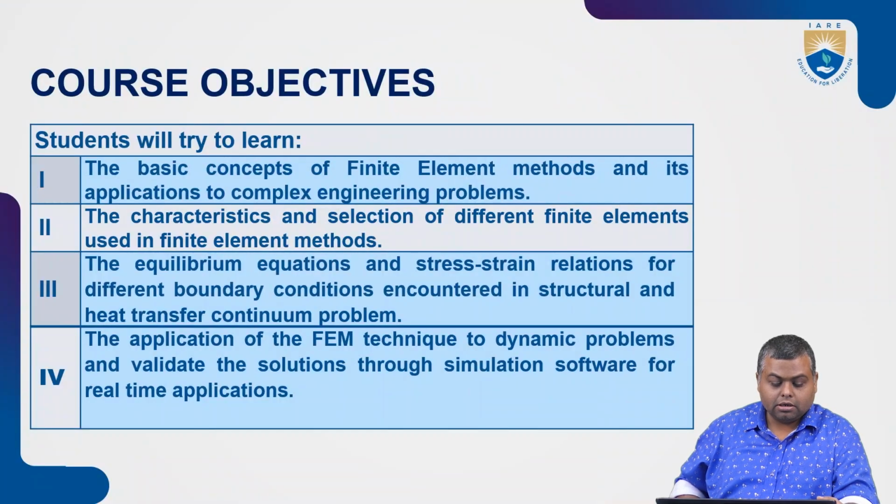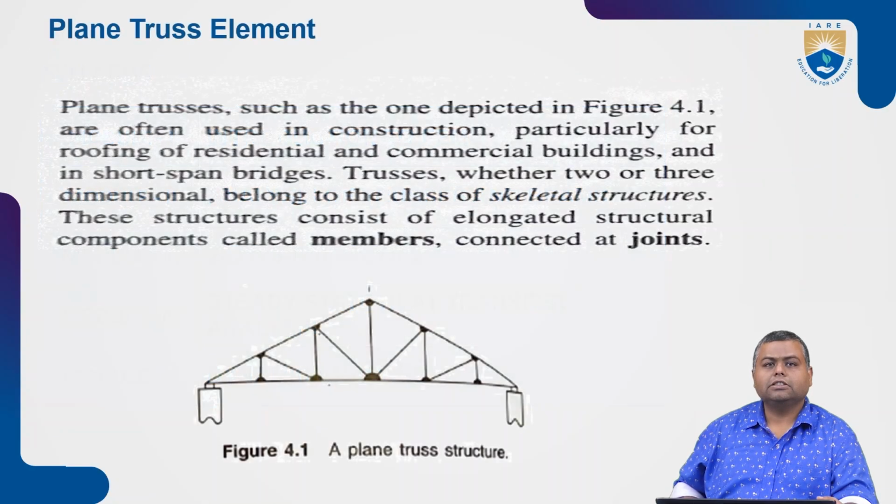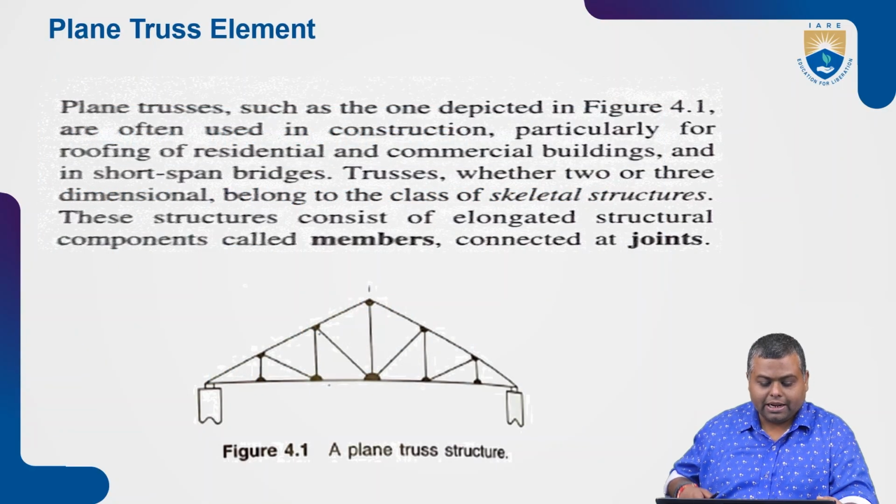With respect to CO2, we make use of shape functions of truss and beam elements for obtaining the stiffness matrix and load vector to compute nodal displacements and stresses. So let us see what a plane truss element is.